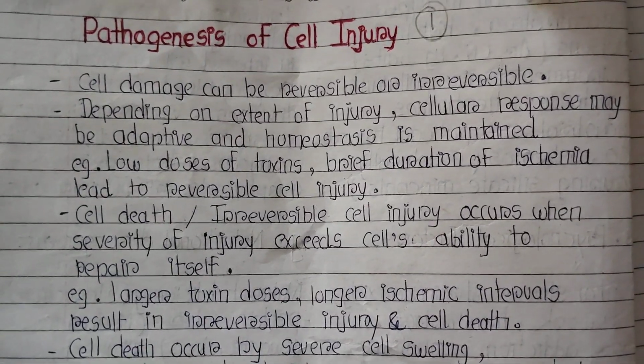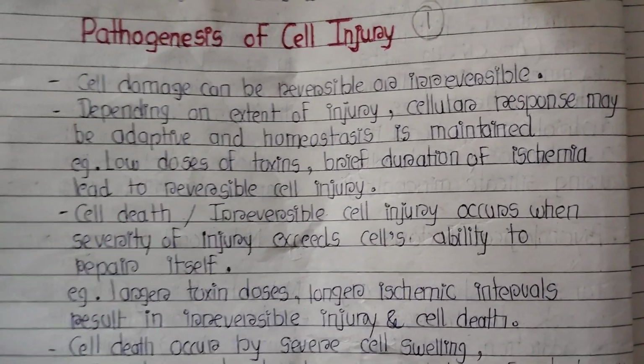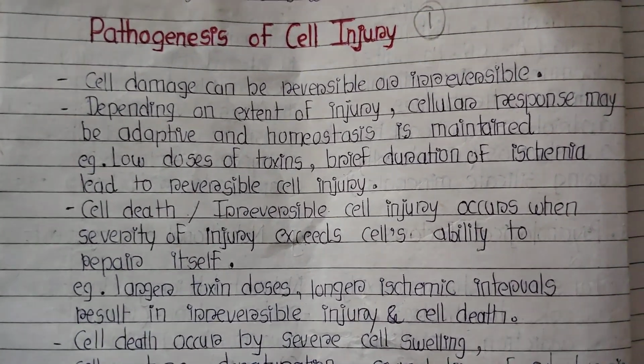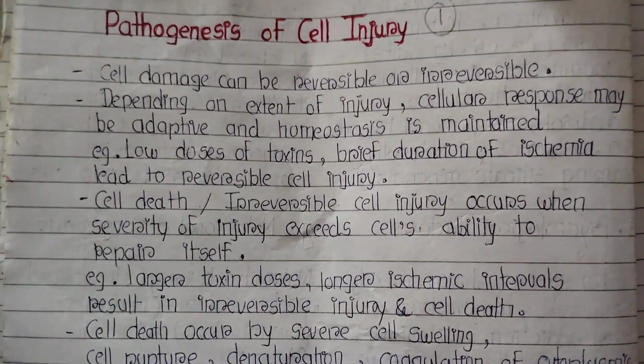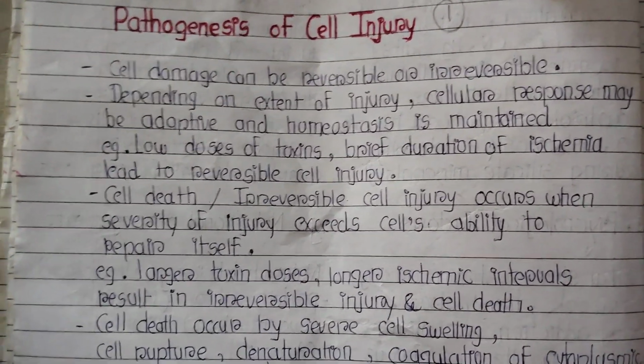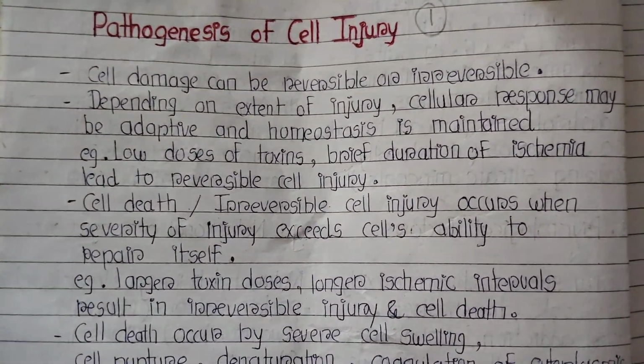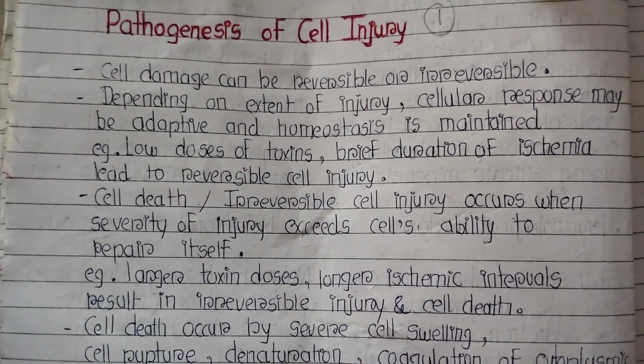So our next topic is pathogenesis of cell injury. Cell damage can be reversible or irreversible. Reversible means repairable and irreversible means not repairable. It leads to cell death.